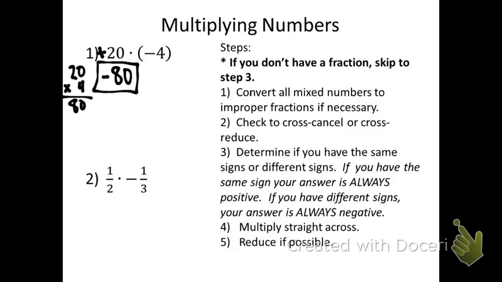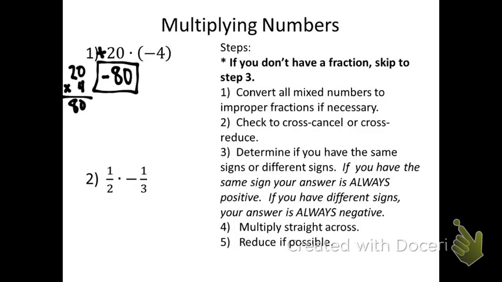Okay. Next one, 1/2 times negative 1/3. This is a fraction. So the first thing you want to do is make sure you convert any mixed numbers to improper fractions. These are already just regular fractions, no mixed numbers. Next, you want to check if you can cross cancel. Check each denominator. Can 2 be reduced with 1, or can 3 be reduced with 1?